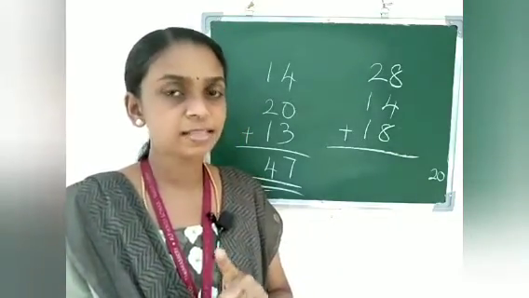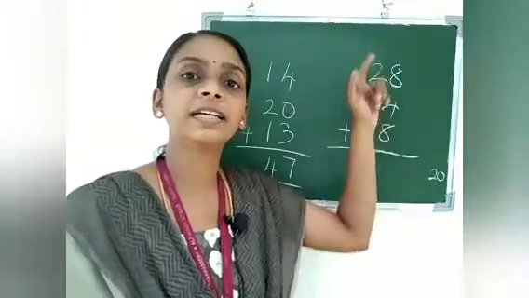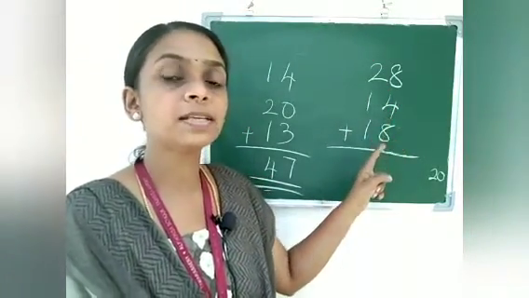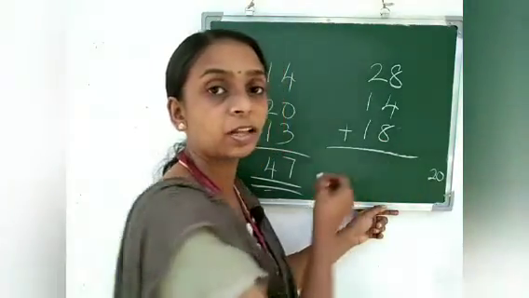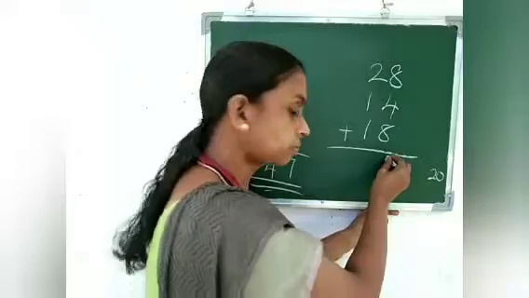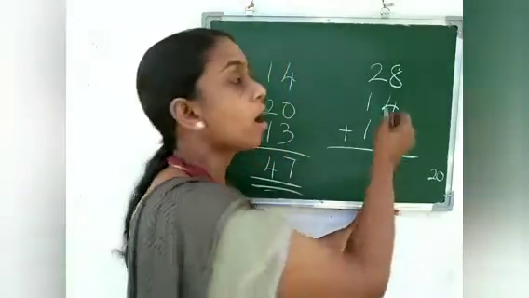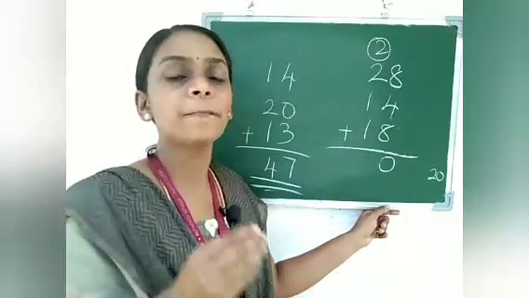The ones place number we will write here, and the tens place digit we will take as the carryover. So 8 plus 4 is 12. 12 plus 8 is 20. Which number is in the ones place? Here 0 is in the ones place. So we will write 0 here and take 2 as the carryover.